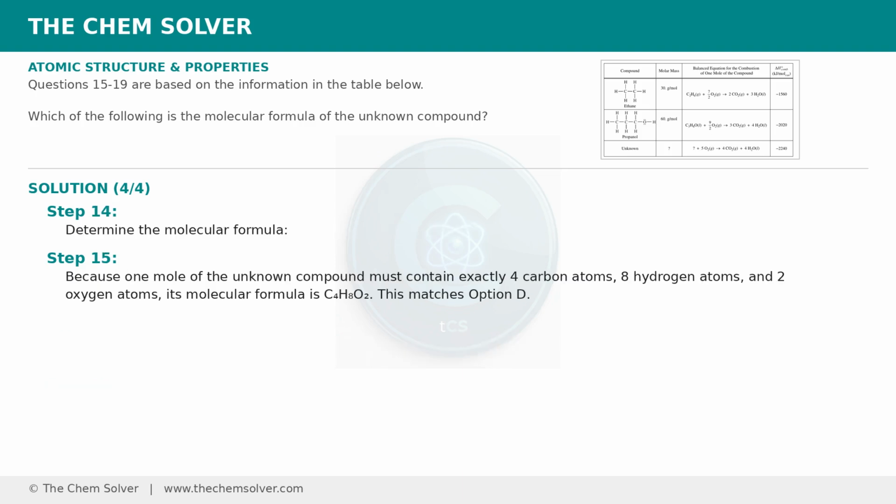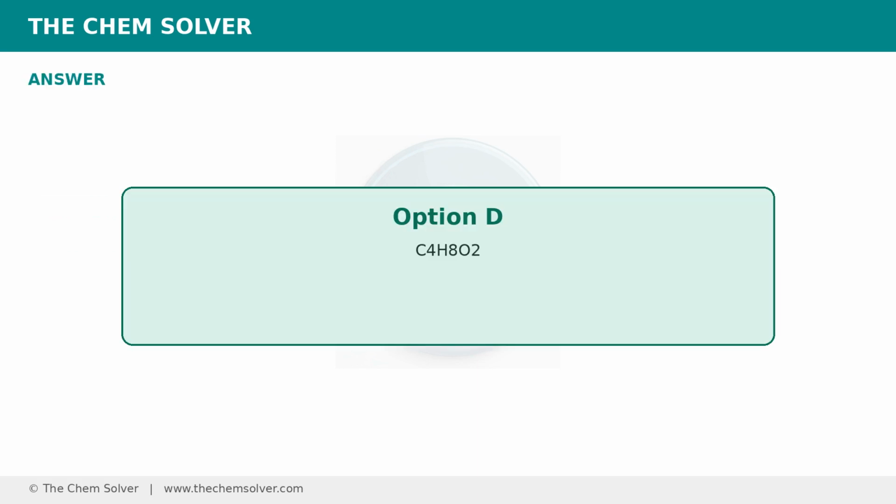Determine the molecular formula. Because 1 mole of the unknown compound must contain exactly 4 carbon atoms, 8 hydrogen atoms, and 2 oxygen atoms, its molecular formula is C4H8O2. This matches option D. The correct answer is option D, C4H8O2.